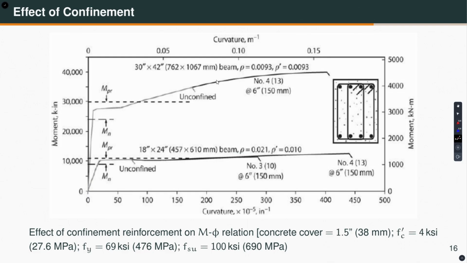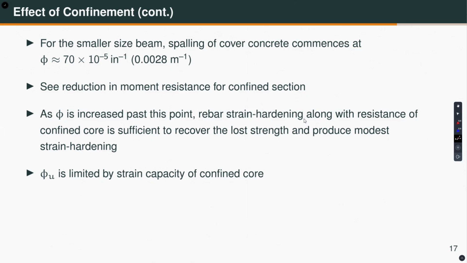Another important thing here, for the larger cross section, you can see that unconfined concrete gives you some amount of ductility because of the presence of compression reinforcement, right. So, this compression reinforcement and tension reinforcement form a couple which provides you sufficient ductility. Okay. So, these are the things that I tried to write here.